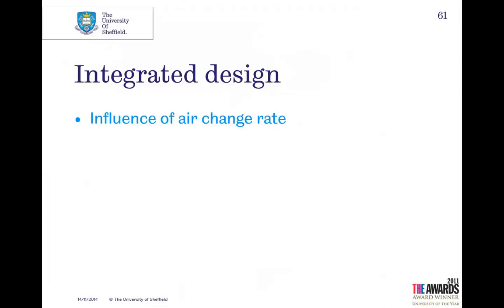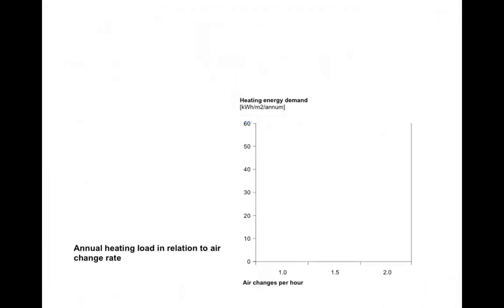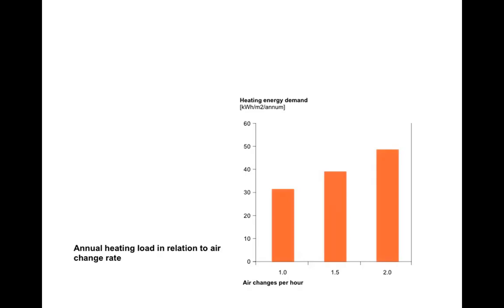Okay, influence of air change rate. So we have our same sort of graph here, and we're looking at 3 different air changes. So we're looking at 1, 1.5 and 2 air changes per hour. An air change per hour is, if you imagine this room, all of the air within this room would be replaced within 1 hour. And if we look at our heating load, that's the 1 air change per hour, 1.5 and 2. So unsurprisingly, the more air you need to change, the more heating you need in your building.